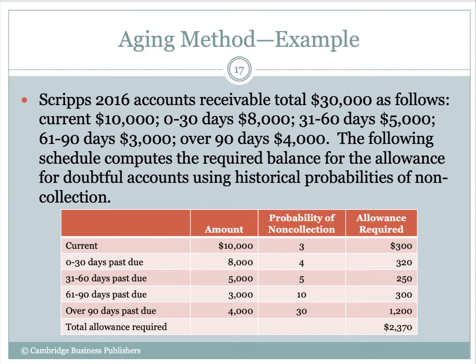Look at 0 to 30 days past due. Well, $8,000 of our receivables are 0 to 30 days past due. Again, historical probabilities say that it's about 4%. Okay, so what is the allowance required for 0 to 30 days past due? Well, it's $320. $8,000 times 4% gives us $320, right?